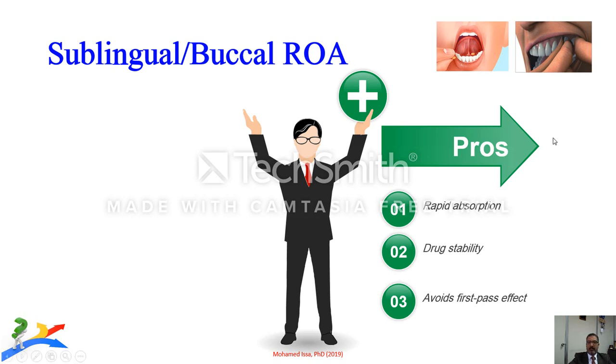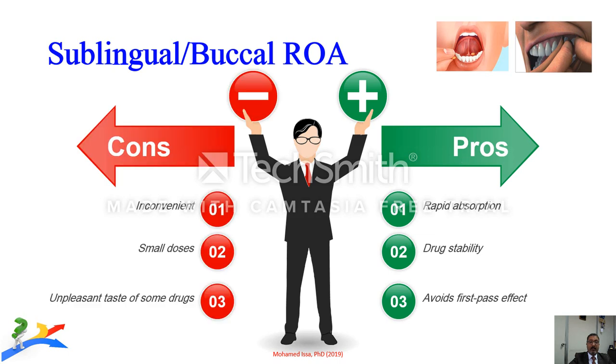However, nothing in the world is 100% perfect, and the good cannot be complete, like the Egyptian proverb says. We have disadvantages. Although I don't like to call them disadvantages, I like the word limitations. For anything, there will always be limitations. It may be inconvenient. Imagine that you are having a tablet under your tongue or a tablet sticking to your gum in your mouth. Maybe you are not going to feel comfortable with this.